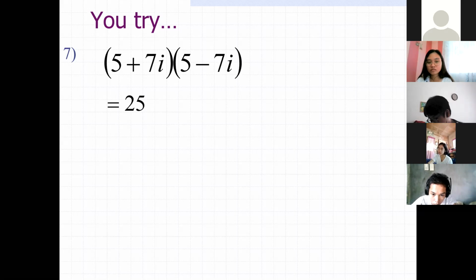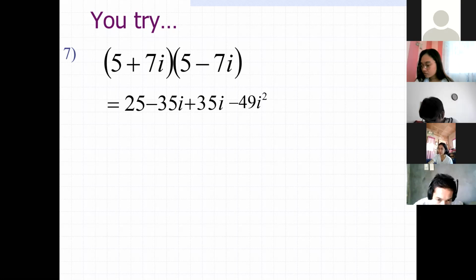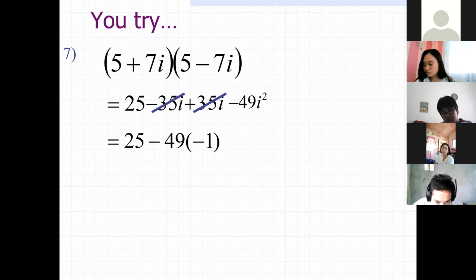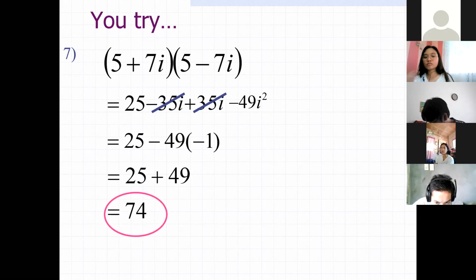So 5 times 5 is 25. 5 times negative 7i is negative 35i. 7i times 5 is positive 35i. And 7i times negative 7i is negative 49i squared. Simplify it further by combining 35i and negative 35i. You'll get 0. So you're left with negative 49i squared. i squared is equal to negative 1. So we have now 49 plus 25 is 74.